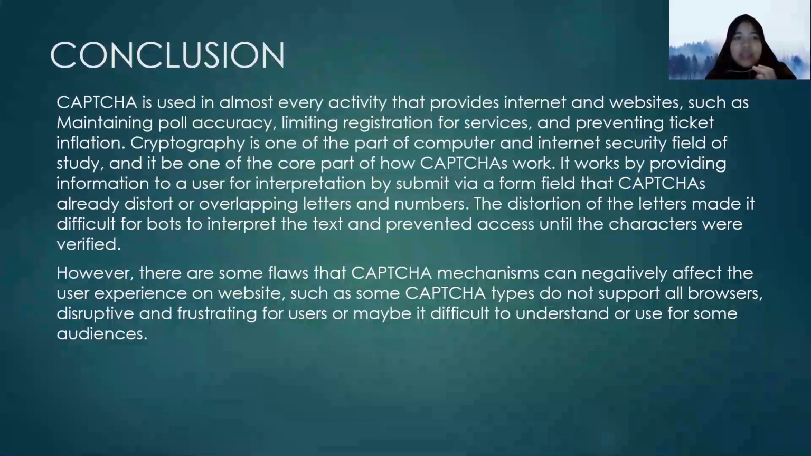So, for the conclusion, CAPTCHA is used in almost every activity on the internet and websites, such as maintaining poll accuracy, limiting registration for services, and preventing ticket inflation. Cryptography is one of the parts of computer security, and it is at the core of how CAPTCHAs work. It works by providing information to the user for interpretation, submitted via a form field, with distorted or overlapping letters and numbers. However, there are some flaws: the CAPTCHA mechanism can negatively affect the user experience on a website, such as some CAPTCHA types not supporting our browser, being disruptive and frustrating for users, or being difficult to understand or use for some audiences.